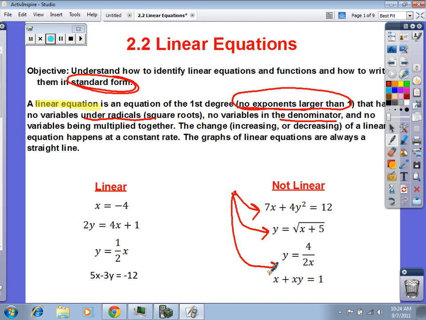And the last one, you can never times 2 letters together. So that's this guy right here. You have an x times a y, that's bad news. So your linear equations, on the left, here they are. X equals -4, 2y equals 4x plus 1, so on and so forth. They're pretty easy. We're going to spend our time here, and then we're going to go to these guys. These guys are kind of tough. Linear is easy because this, write it down, it is predictable.